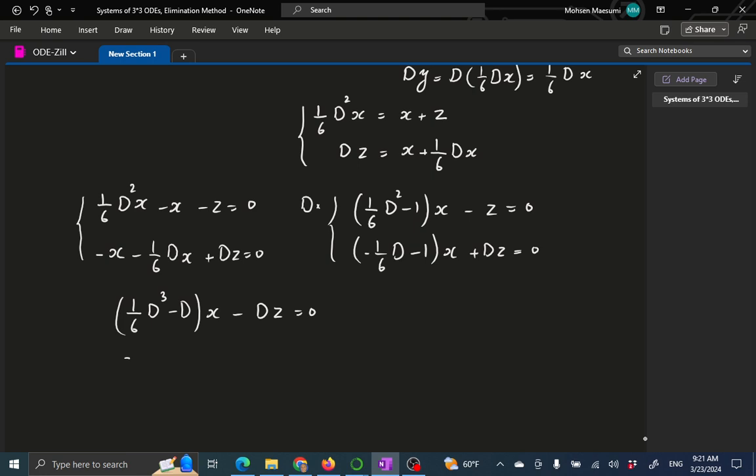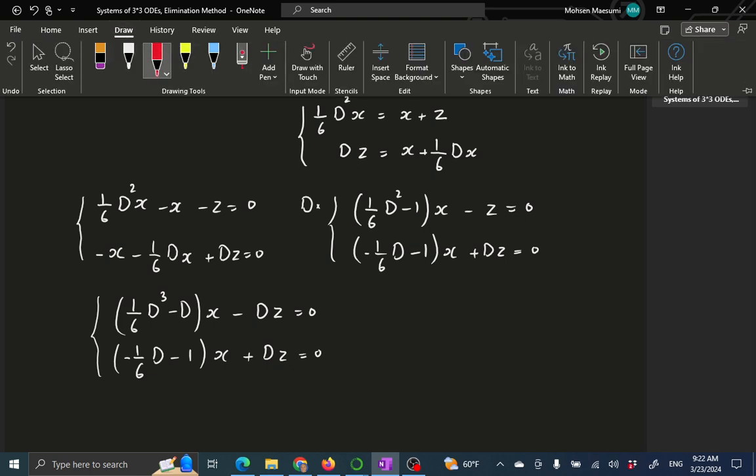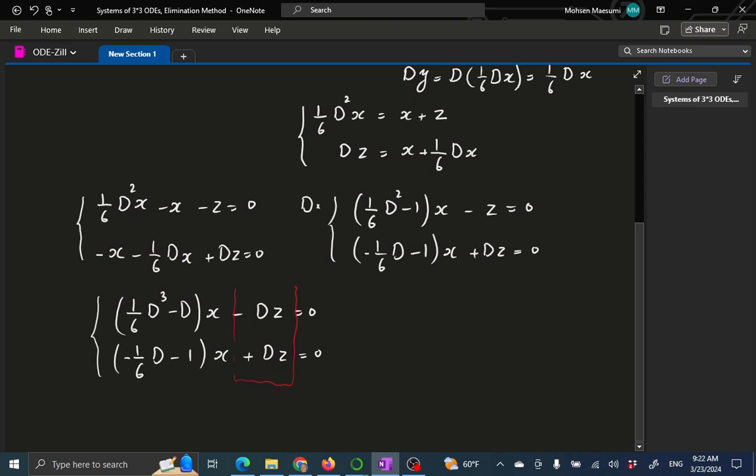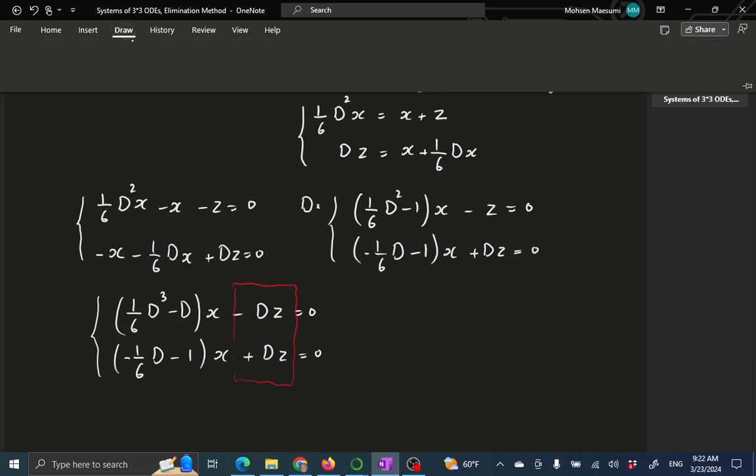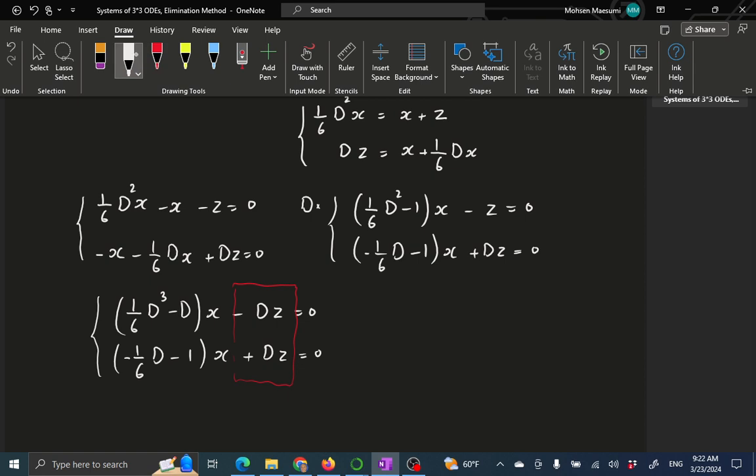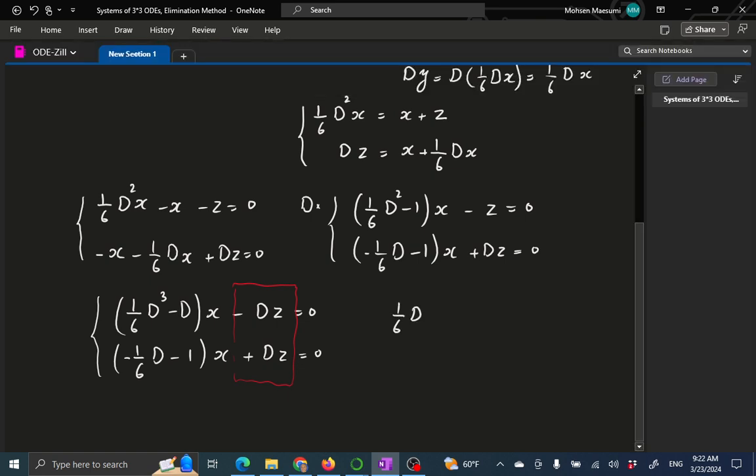Second equation, I just leave it alone: minus 1/6 d minus 1 x plus dz equal to 0. We did this just because these two, if you add up the two equations, are going to eliminate each other, and that is the reason we call this an elimination method. So I add them, so I'll have 1/6 of d cubed minus d, that is times x, and then another one, minus 1/6 of d minus 1, that's also times x, equal to 0.